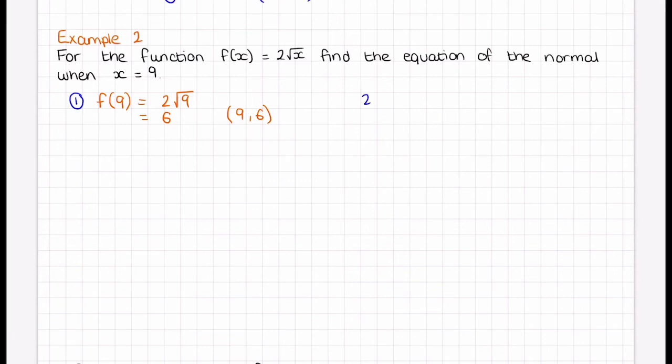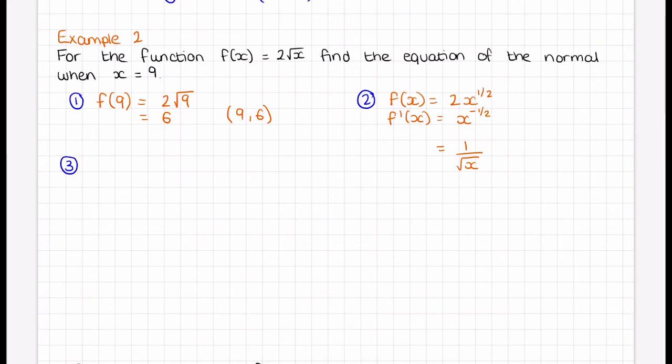Step 2, we're going to find the derivative of our function. So the first thing we'll want to do is rewrite this with the square root of x as x to the power of a half. And then our derivative of that will be 2 times a half, which is 1, x to the power of a half minus 1, which is negative a half. If you wanted to here, you could rearrange this back to 1 over the square root of x, which is what x to the power of negative a half is. It will become handy for step 3.